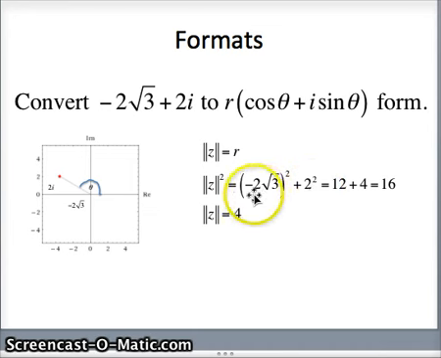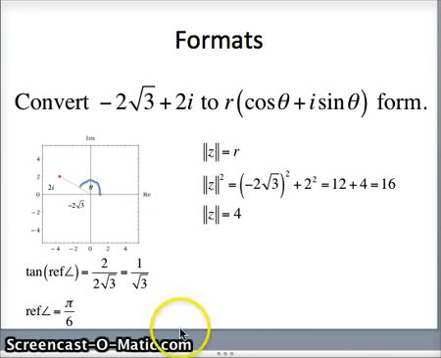2 root 3 squared is 4 times 3, which is 12. We get 12 plus 4, or 16, for the modulus of z squared, which then tells us the modulus of z is 4. I'm using the modulus of z instead of the polar form r, but they mean the same thing. Now how about the angle?